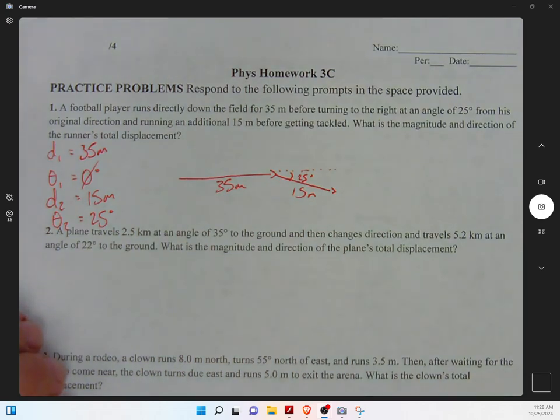All right, so what is the magnitude and direction of the runner's total displacement? So again, we're trying to figure out how to use our trigonometric functions in the absence of a right angle. Now, spoiler alert, you can't do it. And so we're going to have to build our own right triangle. In order to do that, we need to figure out what the x component of each separate triangle is, and then the y component of each separate triangle, and then we can add those together to create one big right triangle.